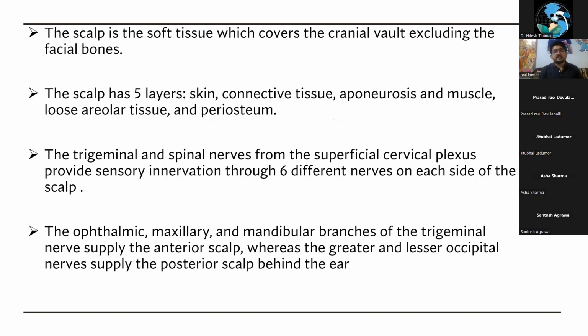The scalp is a soft tissue which covers the cranial wall, excluding the facial bones. The scalp has 5 layers: skin, connective tissue, aponeurosis, loose areolar tissue, and periosteum. The trigeminal nerve and the cervical spinal nerves, which form the superficial cervical plexus, provide the sensory innervation to the scalp through 6 different nerves. I will explain briefly in the diagrams in the coming slides. The ophthalmic, maxillary, and mandibular branches of the trigeminal nerve supply the anterior skull, whereas the greater and lesser occipital nerves supply the posterior skull behind the ear.